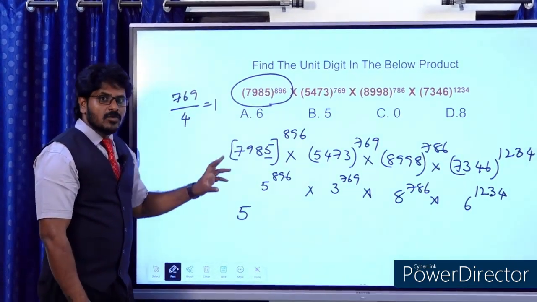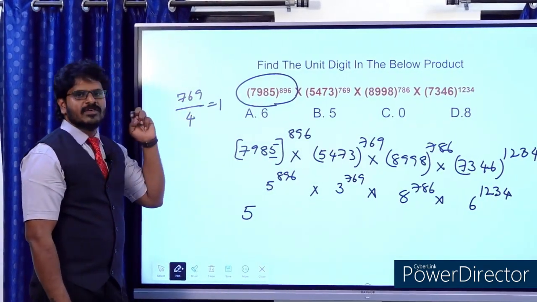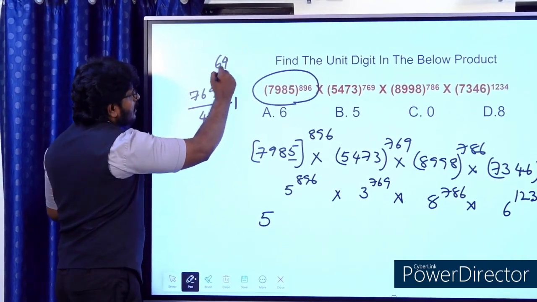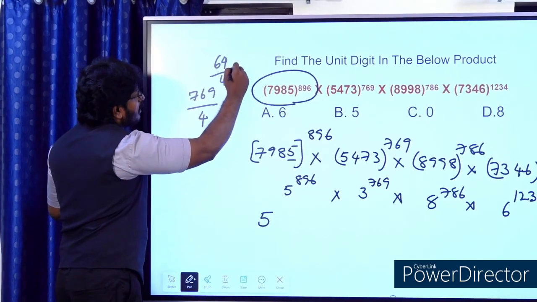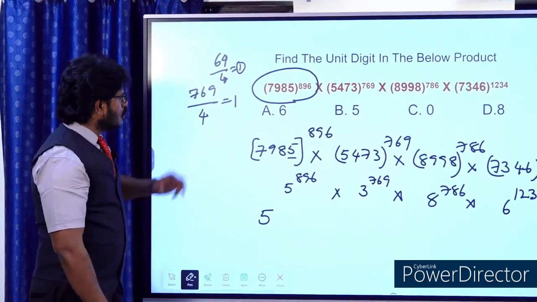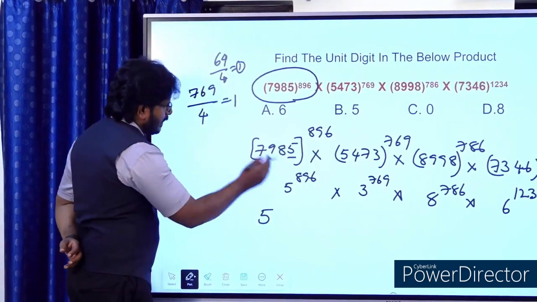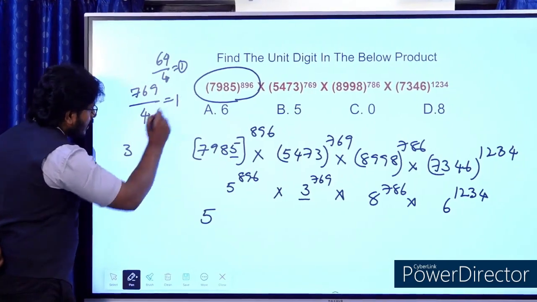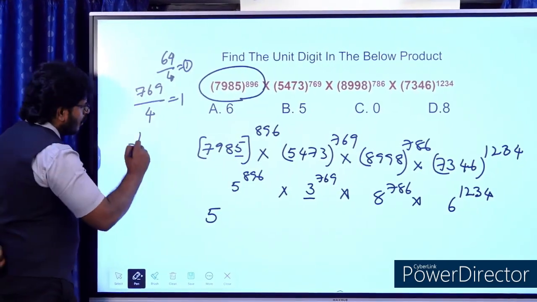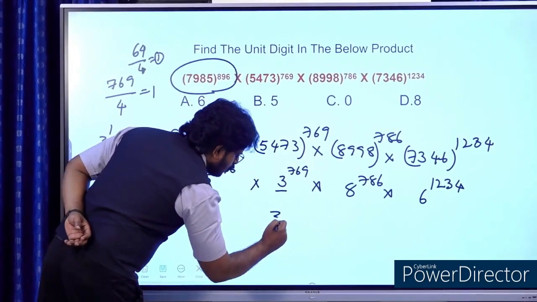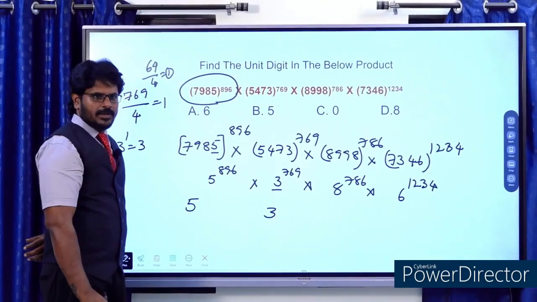What is the divisibility rule for 4? The last 2 digits should be divisible by 4. Last 2 digits ఏముంది, 69 is there. If you divide 69 by 4 you will get a remainder 1. So ఇక్కడ యూనిట్స్ ప్లేస్‌లో ఏమొస్తుంది అంటే, here the base value is 3. So 3 power, what is the remainder, it is 1. 3 power 1 means you will get 3. So for this entire expansion you will get units place as 3.